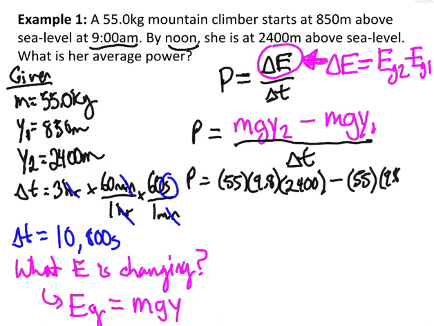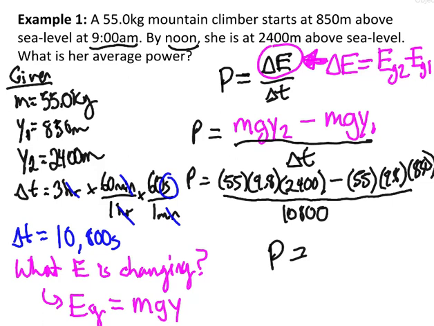And same thing here. Y1, she started out at 850 meters above the ground, and the time, make sure it's in seconds. And then you just plug all that into your calculator. And when we toss that into our calculator, I get 55 times 9.8 times the 2400 minus the 850. You can factor out the mg if you want to there. And divide by the 10,800.